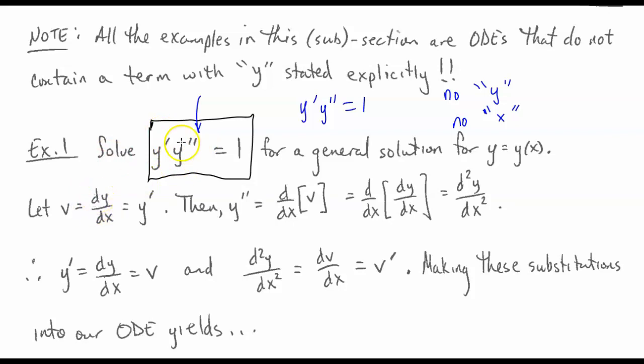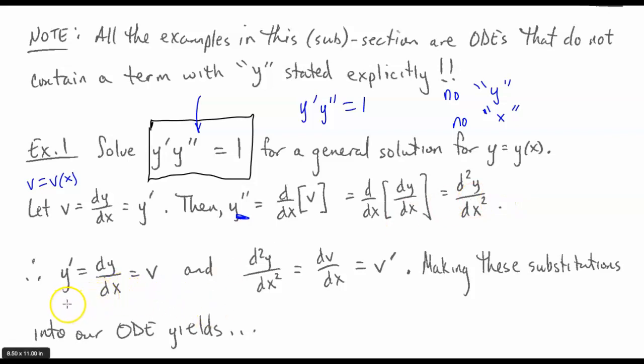All right, so using the way that we do when we have no y's, we just let v be a function of x, okay? So here v is going to be a function of x, and we let v be the derivative of y with respect to x. And so that basically means that the second derivative of y is basically going to be the first derivative of v, okay?